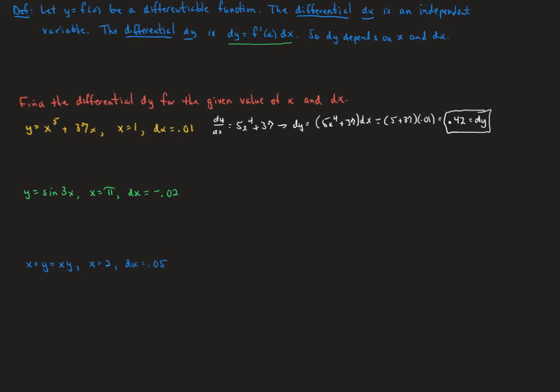Now this time we have y is equal to sine 3x. So we start by finding the derivative. This is a chain rule derivative. So the derivative of sine is going to be cosine of 3x, and then times the derivative of the 3x is going to be 3. We will separate the differentials, so we will multiply that differential dx to the right side and get the differential dy is equal to 3 cosine 3x times dx.